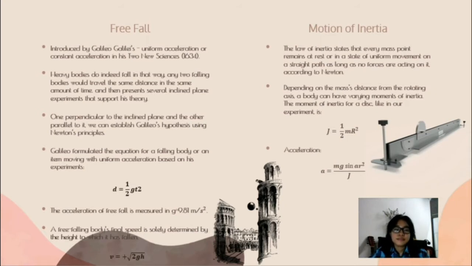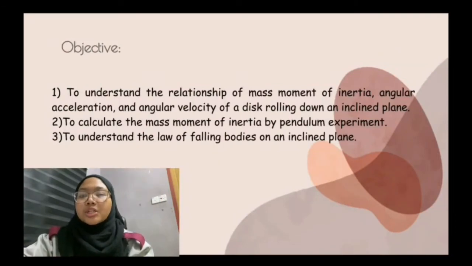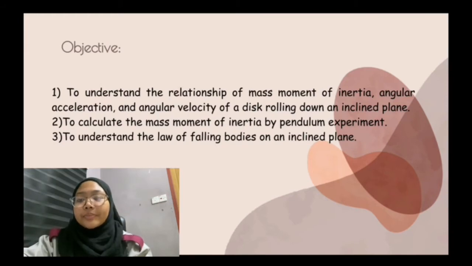Thank you. I am Aina Sofia Batizandin, MH19038, and I will explain the objective of this experiment. The first objective is to understand the relationship of mass moment of inertia, angular acceleration, and angular velocity of a disc rolling down an inclined plane. The second is to calculate the mass moment of inertia by pendulum experiment. The last objective is to understand the law of falling bodies on an inclined plane.